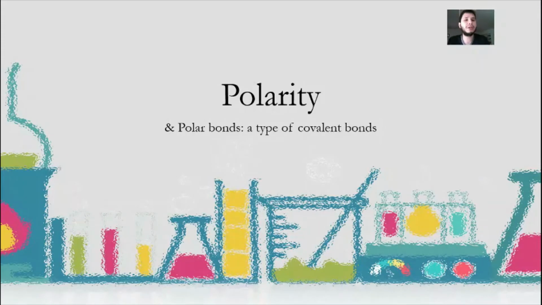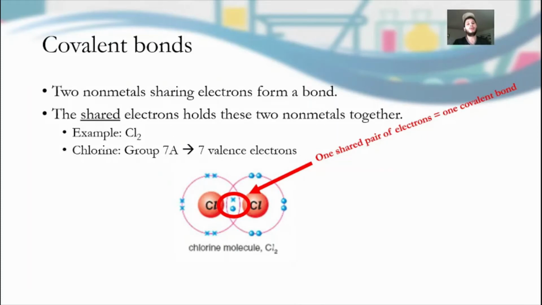And we're also going to look at polar bonds, because in order to determine polarity of a molecule, I have to determine whether the molecule has any polar bonds. And polar bonds are a type of covalent bond as well. So let's review first what a covalent bond is. We're going to steer away from ionic compounds and ionic bonds, and we're just going to focus on covalent bonds.